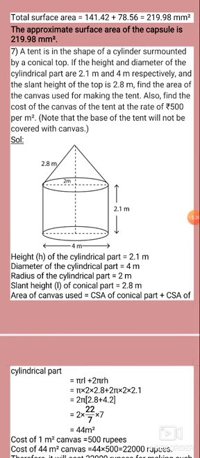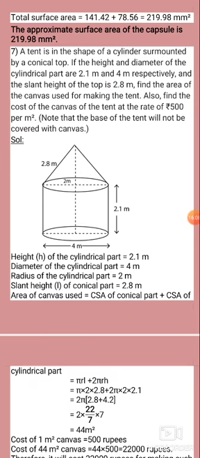So pi into radius 2 into l, which is 2.8, plus 2 pi into radius 2 into h, which is 2.1. Now 2 pi can be taken common, remaining 2.8 plus 4.2. So 2 into pi value 22 by 7 into, adding 2.8 plus 4.2 is equal to 7. Cancel 7 and 7, 2 into 22 is equal to 44.